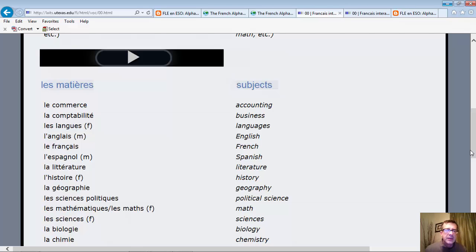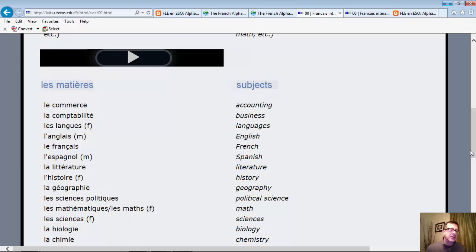Next, l'anglais, le français, l'espagnol. La littérature, l'histoire. That one has one of those semi-voyelles or semi-consonnes that we looked at. La géographie, les sciences politiques. Don't pronounce final consonants, right? So don't touch that S at the end of science. Don't touch that S at the end of politique. Les sciences politiques. Les mathématiques.